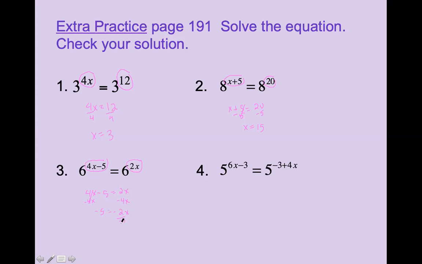Divide both sides by -2. And I get x is equal to, let's see, a negative divided by a negative is a positive, so I can either write this as 5/2, or for those of you who like decimals, this would be 2.5.